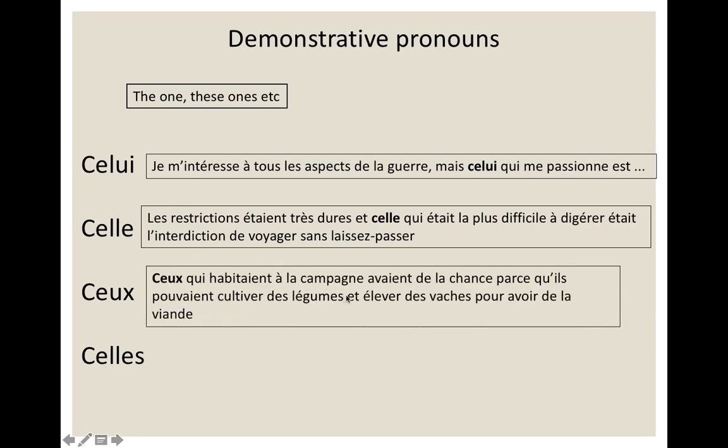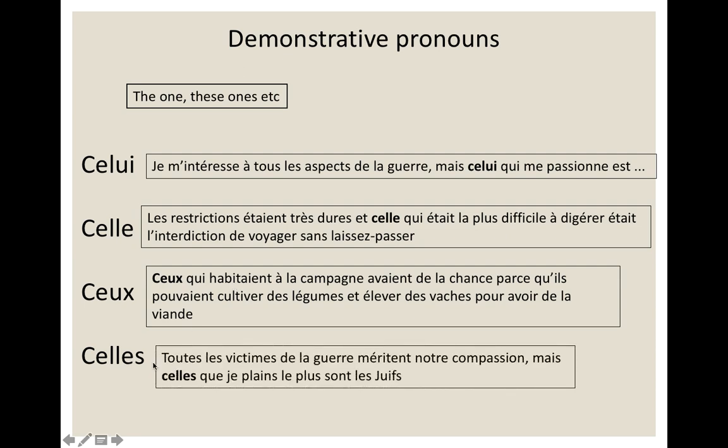Ceux qui habitaient à la campagne avaient de la chance parce qu'ils pouvaient cultiver des légumes et élever des vaches pour avoir de la viande. Those who lived in the country were lucky because they were able to grow vegetables and breed cows to have meat. This is a really useful word here, those who lived in the country. And then the feminine plural, toutes les victimes de la guerre méritent notre compassion, mais celles que je plains le plus sont les juifs. But those ones that I'm most sorry for are the Jewish people.